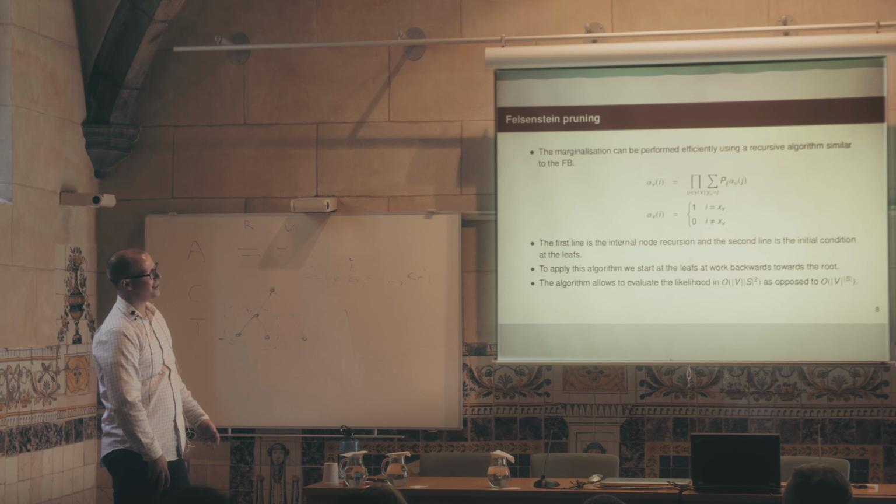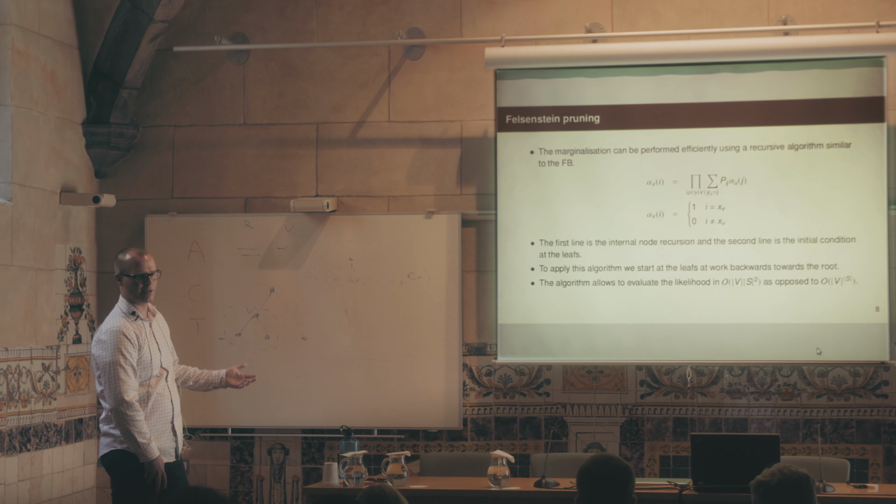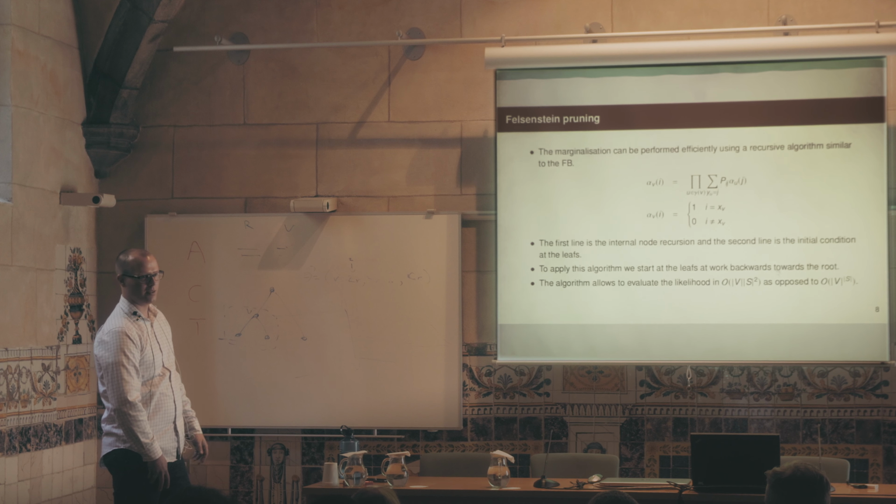So the sort of magical thing, or maybe not so surprising after seeing forward-backward for HMMs, is that you can do the summation over all possible labels of the internal nodes efficiently. Naively, it looks like it's going to take time exponential in the size of your character set. But you can do it more efficiently in quadratic time.